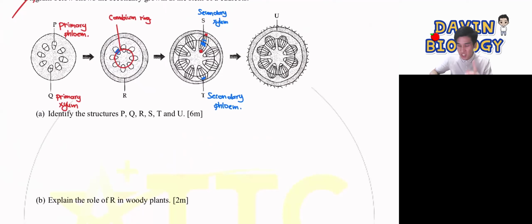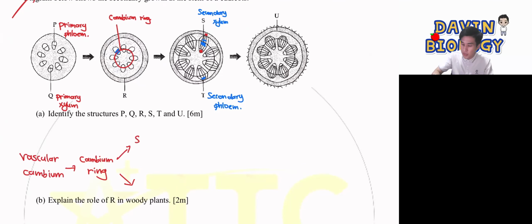Okay, so let me just summarize for you down here. Our vascular cambium will first mitosis to form a ring, or cambium ring, and then they will mitosis inwards and outwards to form secondary xylem and secondary phloem.